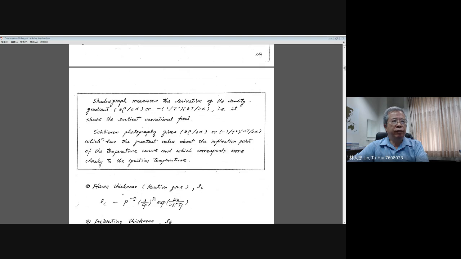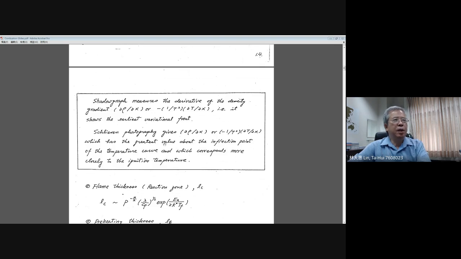Now, the schlieren photographs will give you the largest value for density gradient or temperature gradient. Where is that? Later on, I will try to give you some review of our one-dimensional premixed flame structure. Then you will see where the point is. Schlieren photographs will show you the largest values for the temperature gradient, and the position is closer to the ignition temperature. Okay, I want to mention this is the first point.